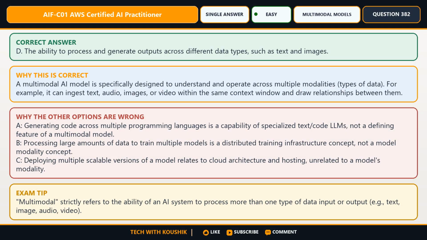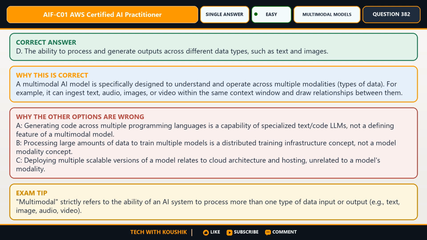The option that satisfies the complete requirement is D. The ability to process and generate outputs across different data types, such as text and images. Here is the reasoning that confirms the answer. A multimodal AI model is specifically designed to understand and operate across multiple modalities, types of data. For example, it can ingest text, audio, images, or video within the same context window and draw relationships between them.